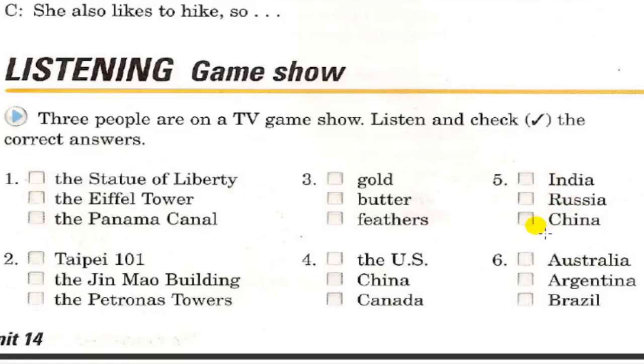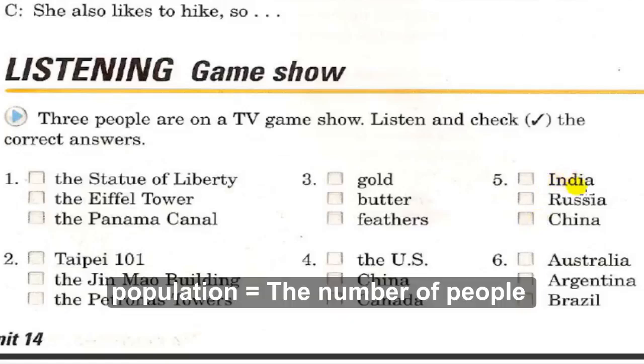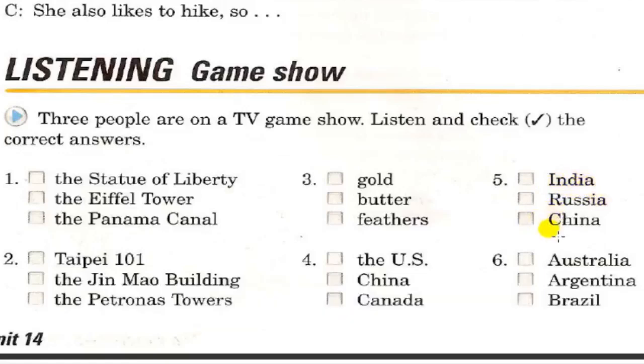Which country has the largest population? Population, the number of people. India, Russia, or China? China has the largest population. China has the largest number of people. Question number six.